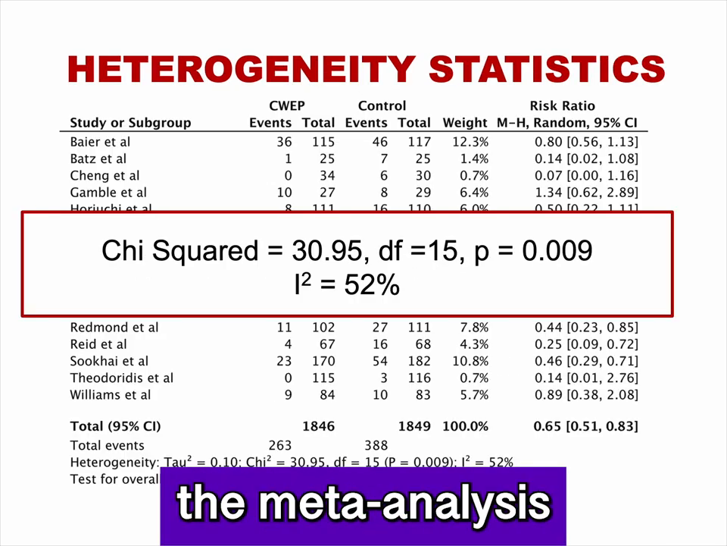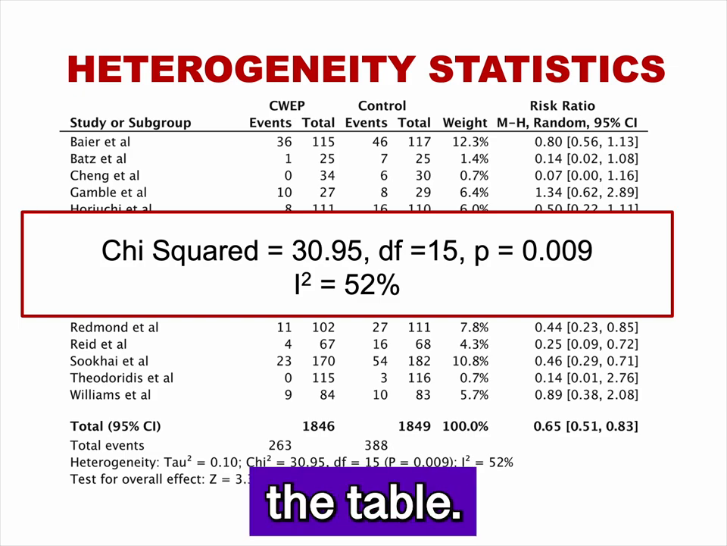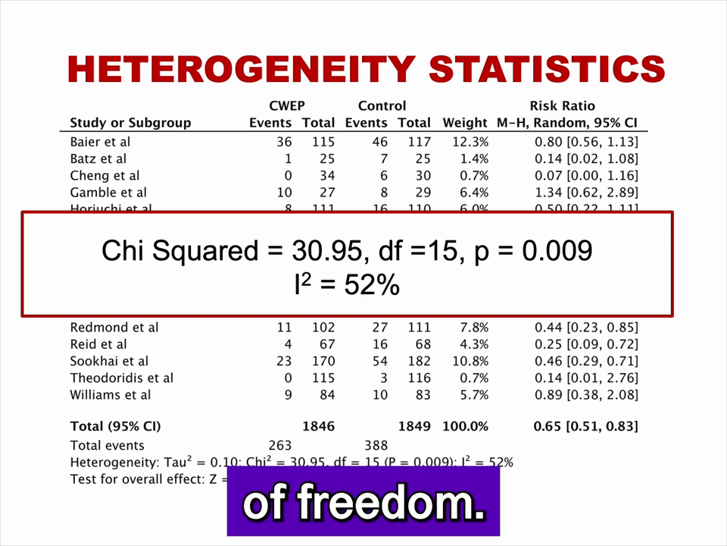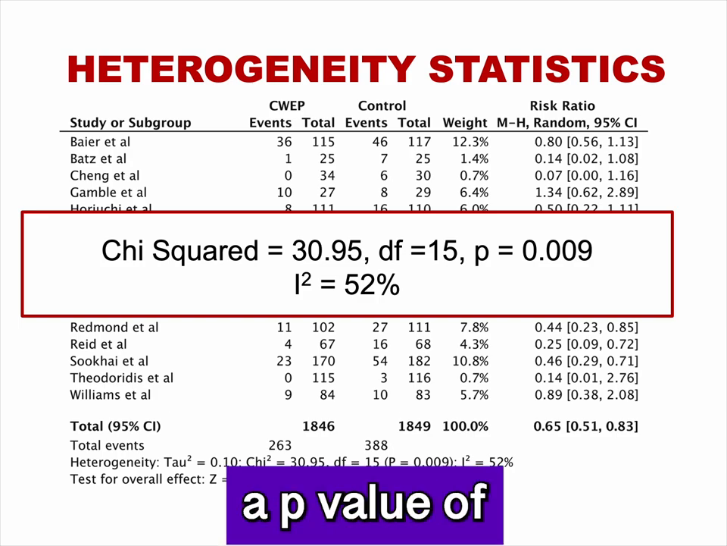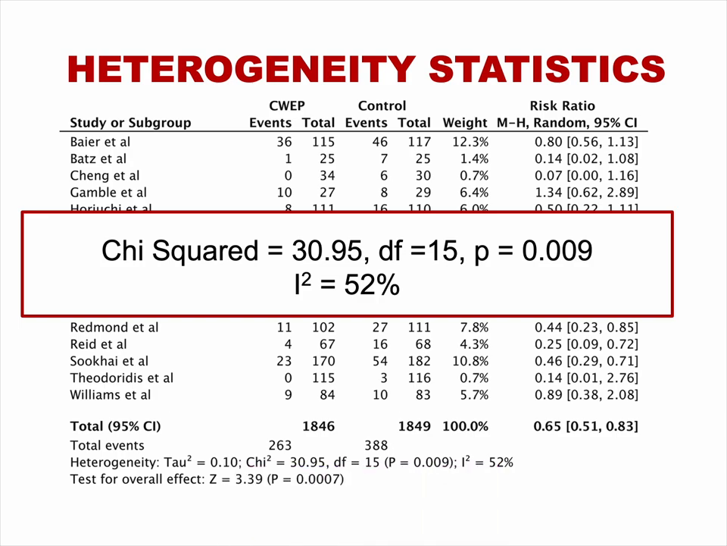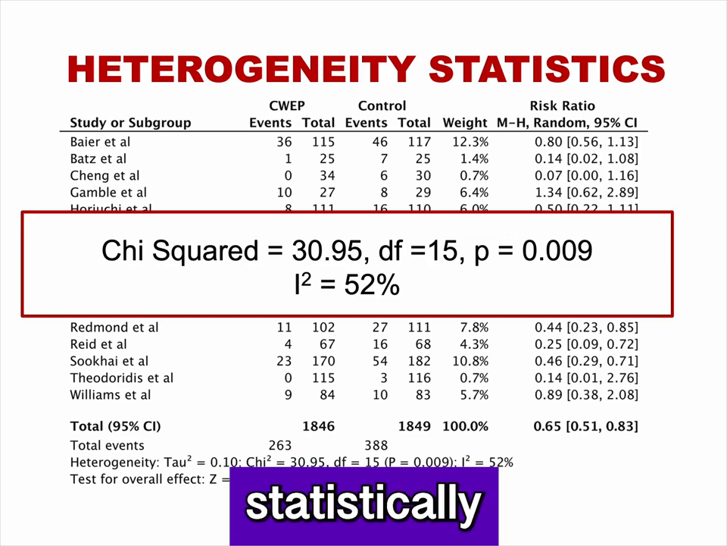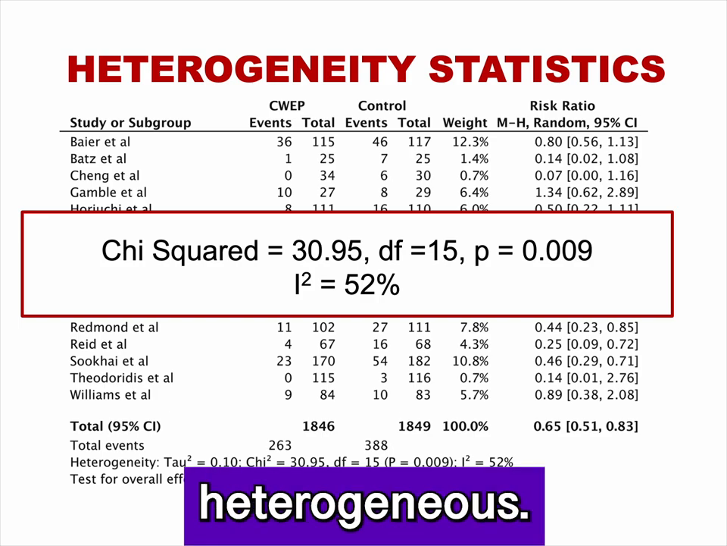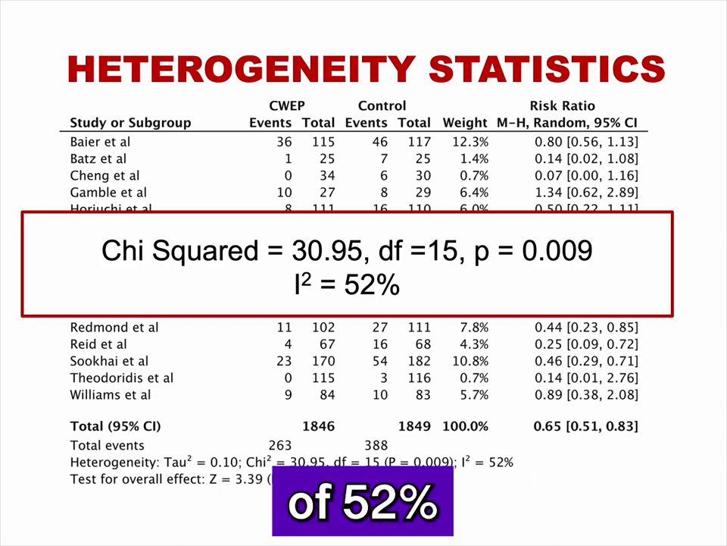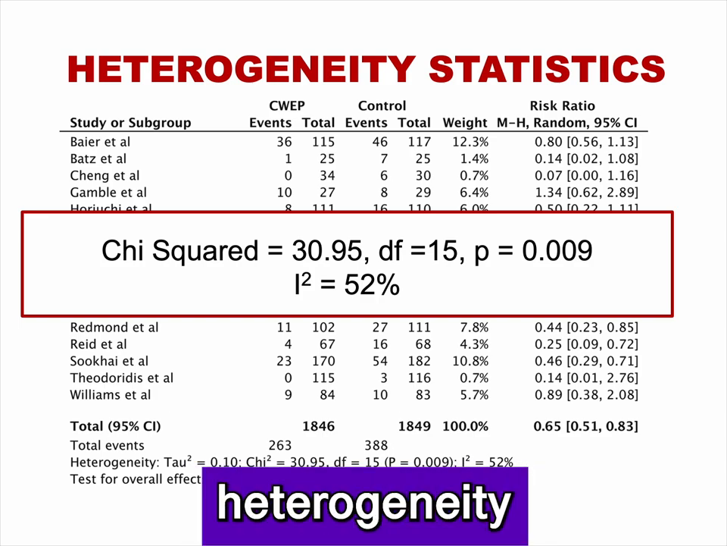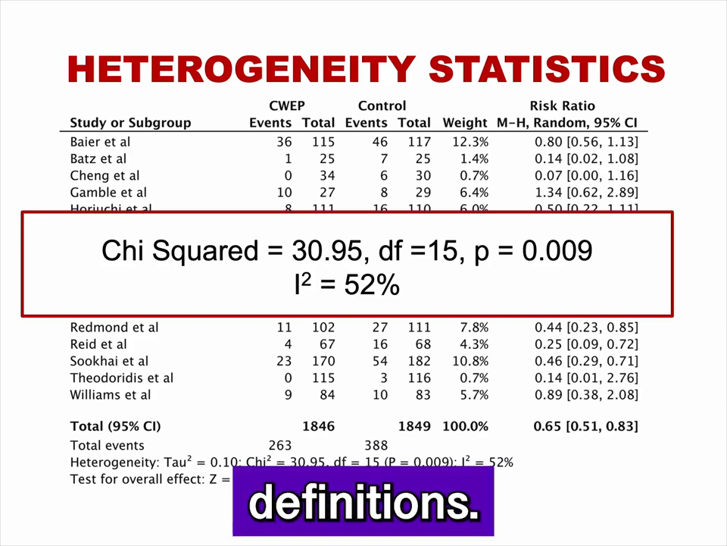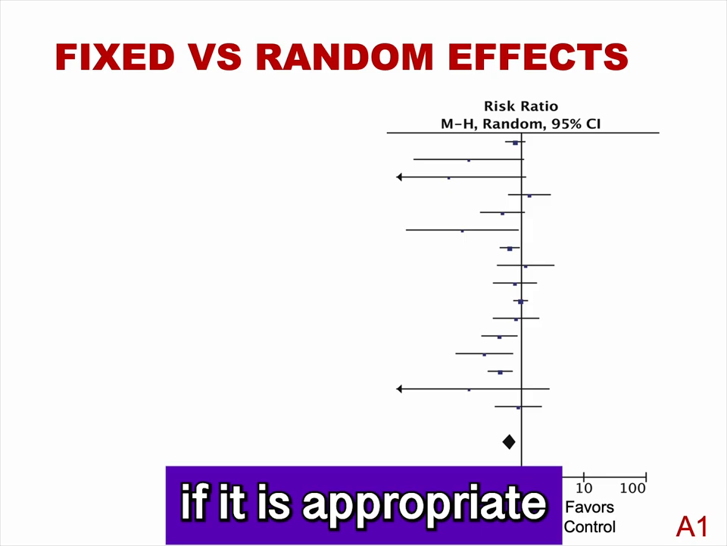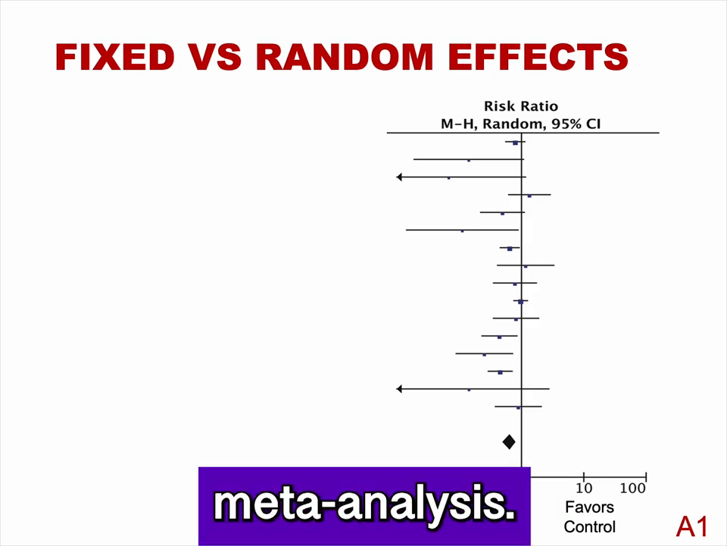I've expanded the meta-analysis heterogeneity statistics from the table. The chi-squared statistic is 30.95 with 15 degrees of freedom, 16 studies minus 1. The p-value of less than 0.1 indicates that the individual study results are statistically significantly different from homogeneous. In other words, the study results are heterogeneous. The I² of 52% indicates moderate or substantial heterogeneity by the Cochrane definitions. Forest plots and heterogeneity statistics help to determine if it's appropriate to combine individual studies into a meta-analysis.